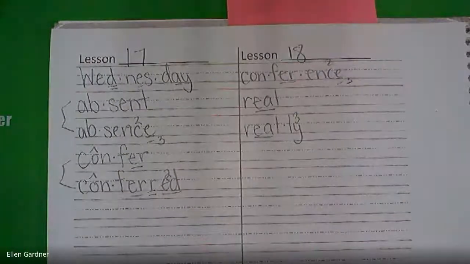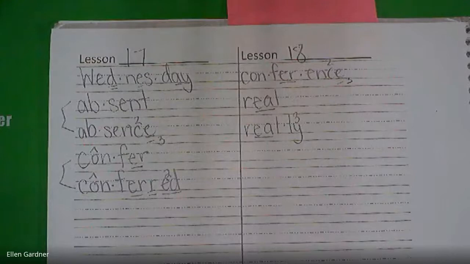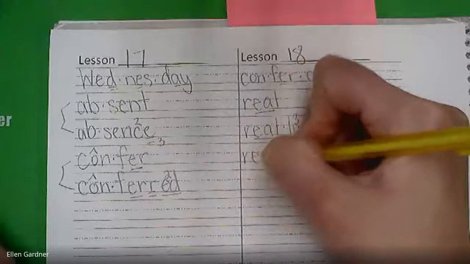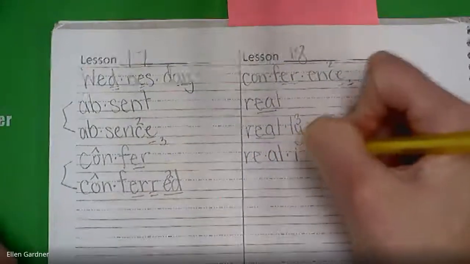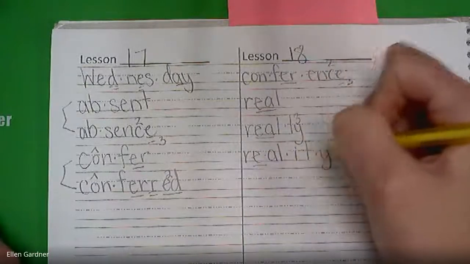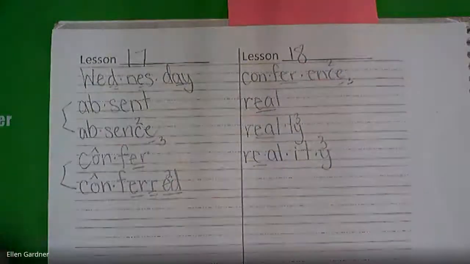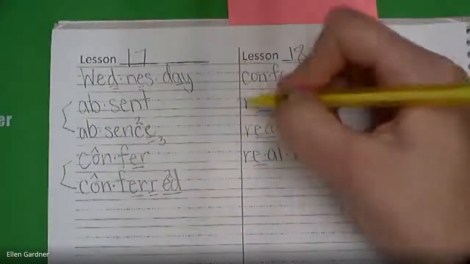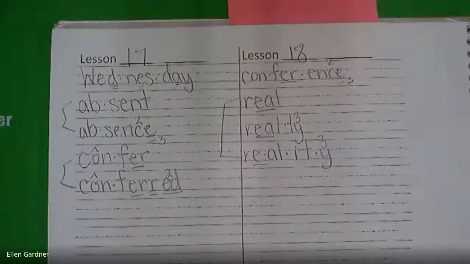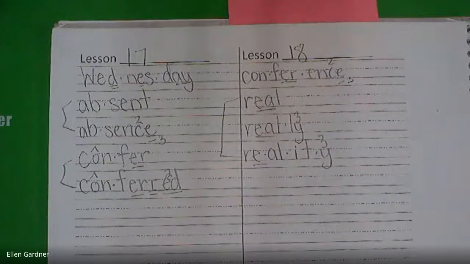Those are the markings. Finally, reality. Pause the video to write it. You should be done. Re-al-it-e. These words all come from the base word real. Pause the video if you need more time for that.